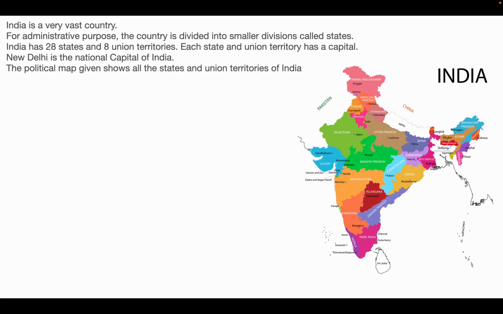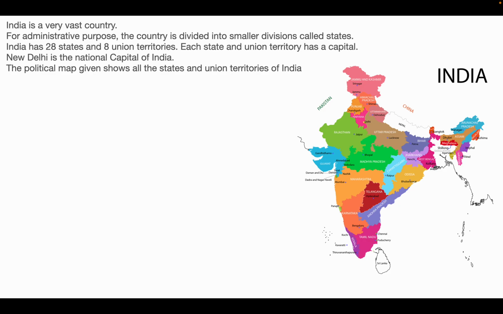As we all know, India is a very vast country. For administrative purpose, the country is divided into smaller divisions called states. So it has 28 states and 8 union territories. All this put together makes the country India. So, as we mentioned, India has 28 states and 8 union territories.